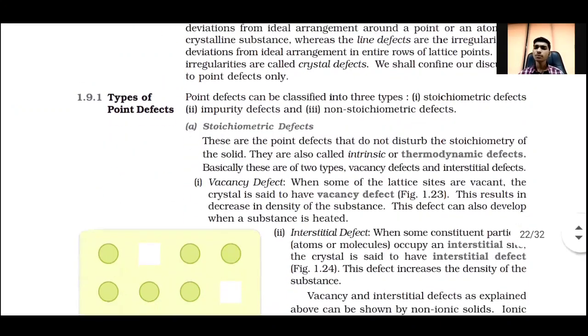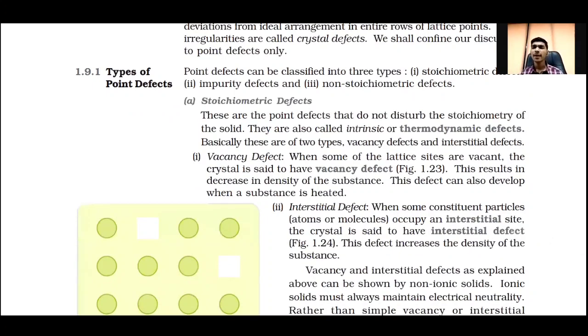Now, types of point defect. There are many kinds of point defects, but we will learn only some of them. Point defects are classified into three types. First, stoichiometric defect. Second, impurity defect. Third, non-stoichiometric defect. Now, stoichiometric means that a 1 centimeter cube has one defect, then a 2 centimeter cube has two defects. If it is proportional to the volume, then we can say it is a stoichiometric defect. Means if a 1 centimeter cube gives me one defect, then a 2 centimeter cube will give me two defects. So it is known as a stoichiometric defect.